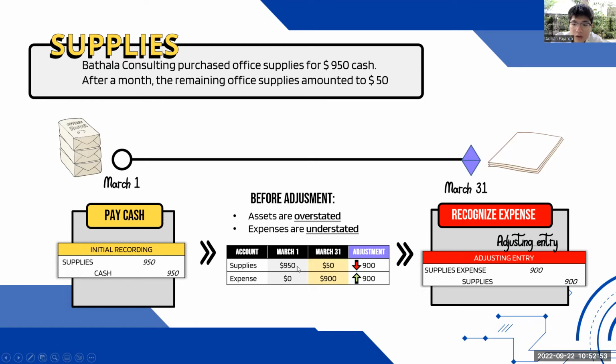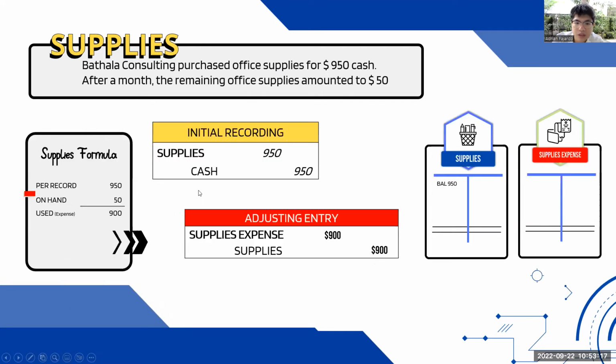And therefore, in order to adjust for this, we have to first decrease the supplies by 900 and increase our expense by 900, represented by our very first adjusting entry, debit supplies expense 900, credit supplies 900, right? So that's basically our first example of a deferral or a prepayment, right? So for this, I'll also give you formulas in order to account, right? So how do you solve for the 900 mathematically?